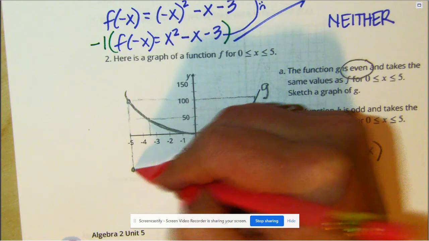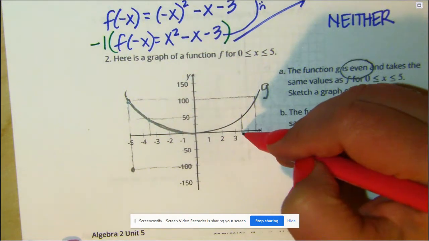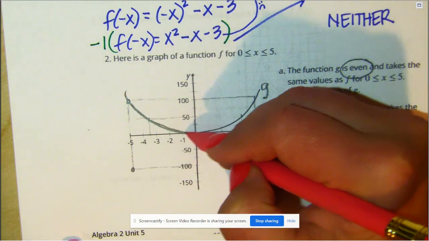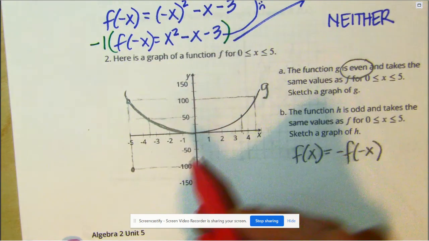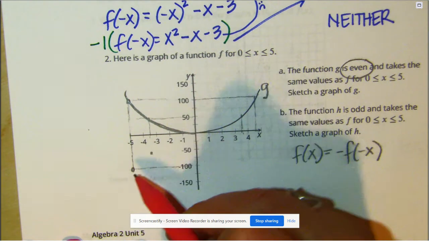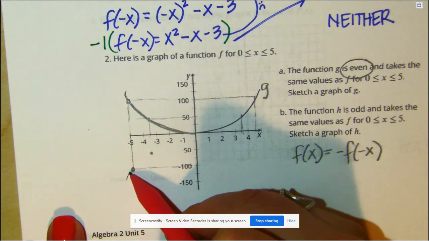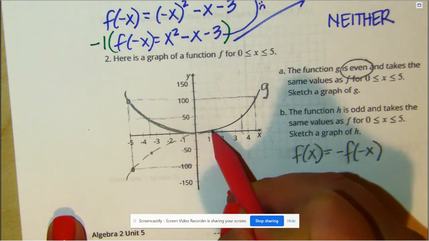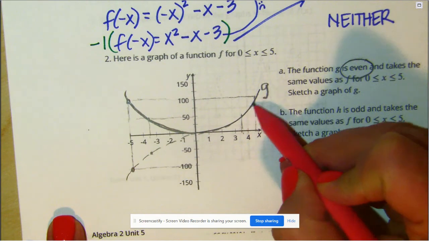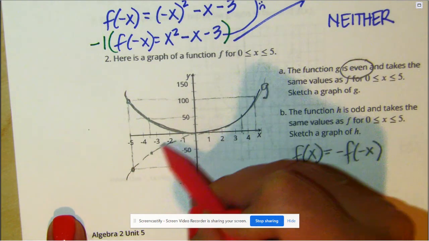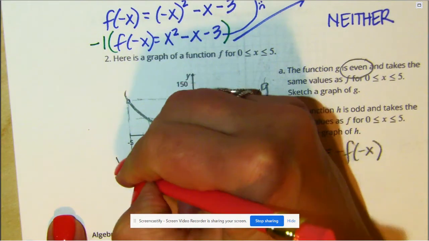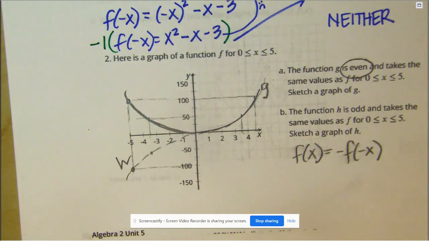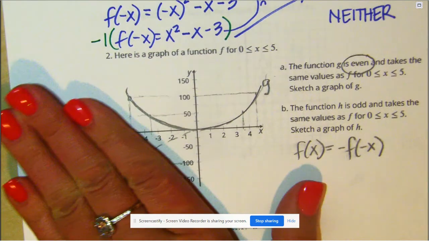So it's right there. This one was about 3.5, 50. So it'd be negative 3.5, negative 50. I'll use a dotted line for this one. And then it would continue on up. It'd be that graph. This is h. Okay. g is even.